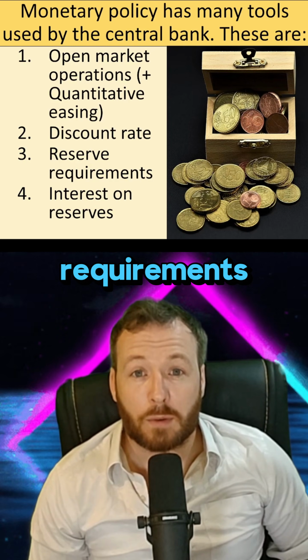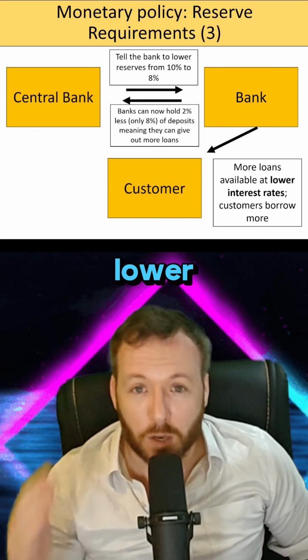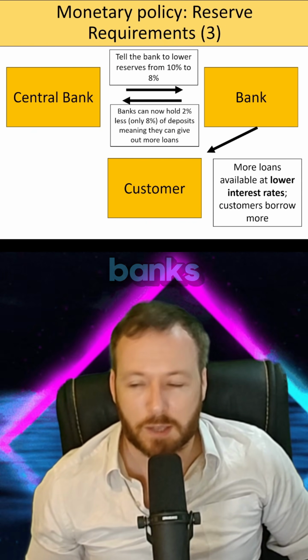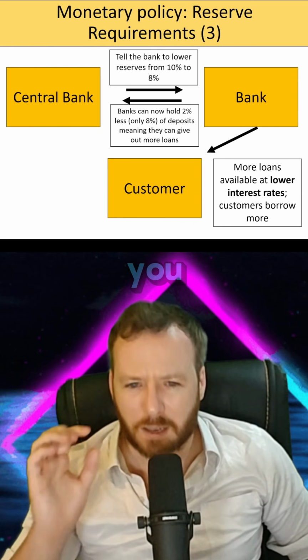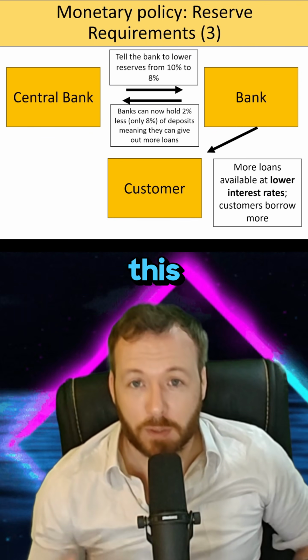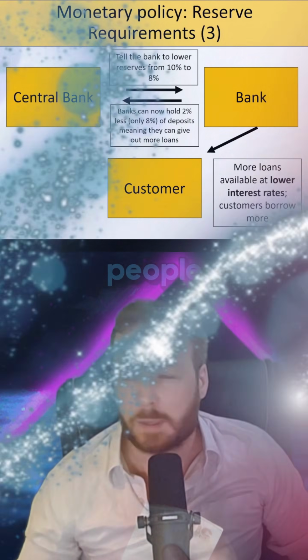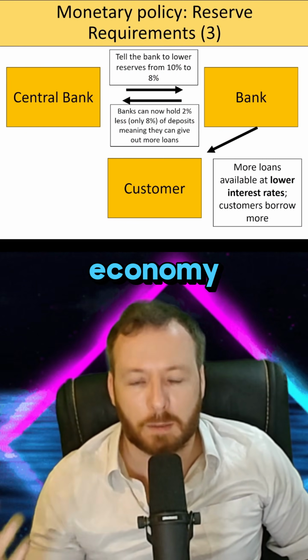Next, reserve requirements. Now, if a central bank wants to expand the money supply, they can lower that reserve. So they can say to these banks, you know what, actually, instead of you needing to hold 10% of people's money, you only need to hold 5%. This frees up extra funds and they can start giving it out and lowering interest rates and having more money available for everybody. This means people borrow more money and spend more money and the economy does better generally.